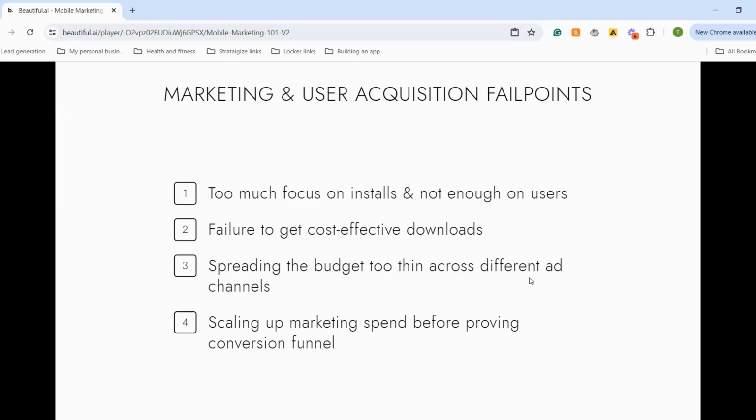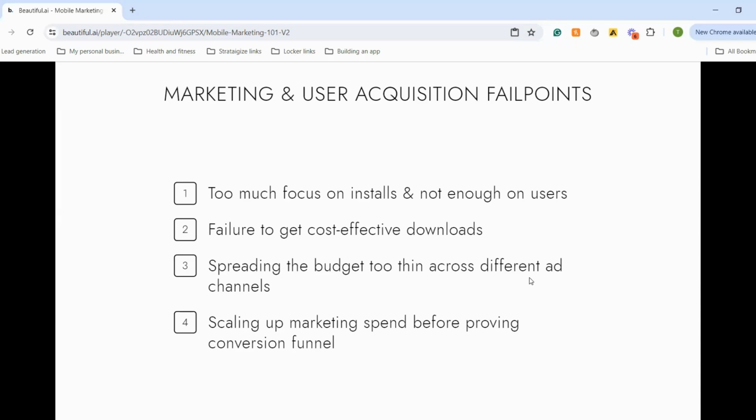Next is a failure to get cost-effective installs. So not being able to optimize user acquisition campaigns, not being able to make the unit economics work for the business. Thirdly, spreading budget too thin across different ad channels.